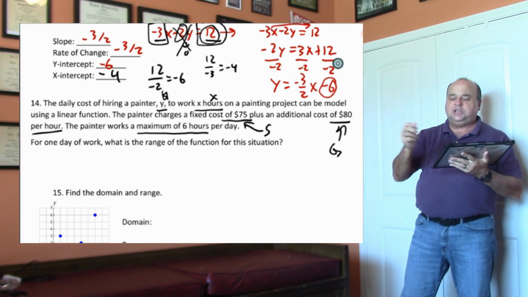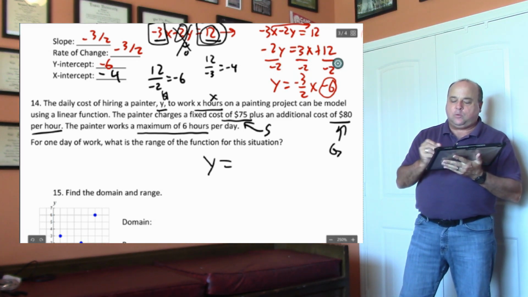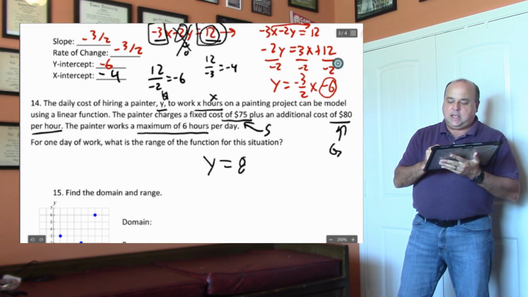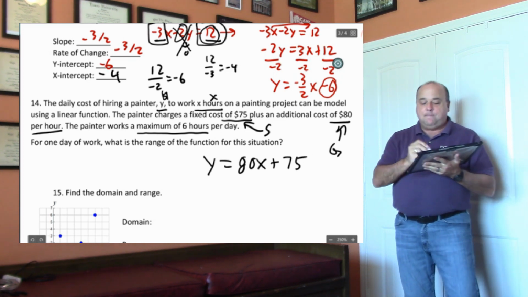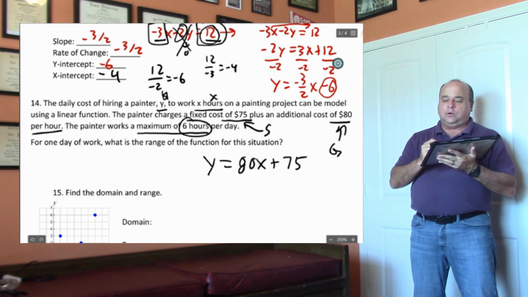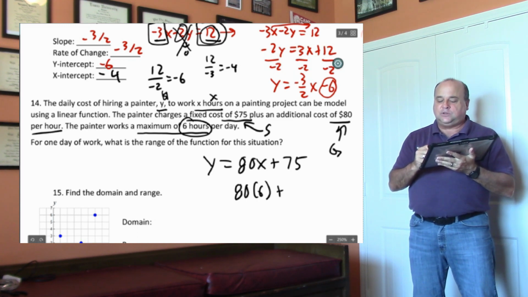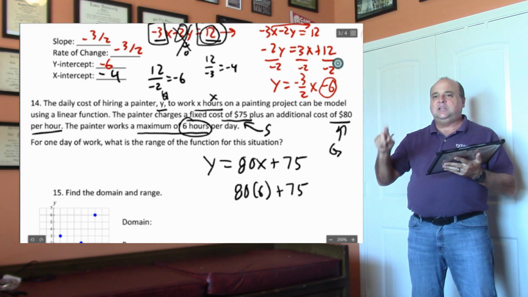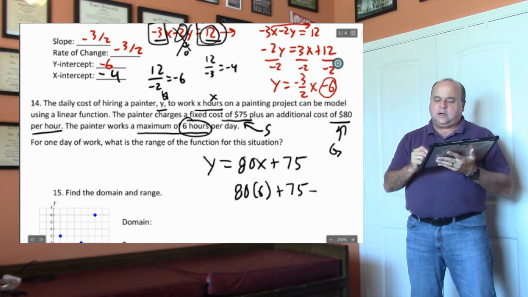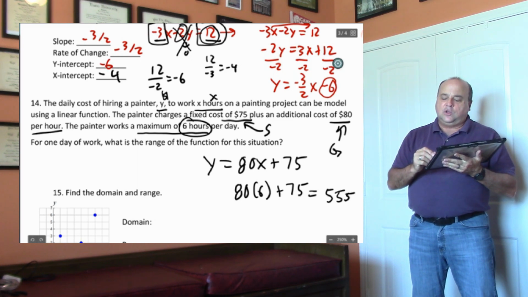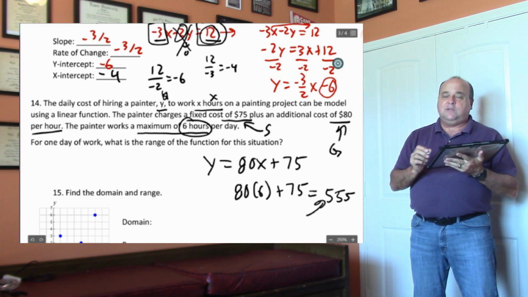Okay, so let's make our y equals mx plus b. So we're going to have y equals, and our growing number is 80, 80x plus 75, right? And the maximum he's going to work is 6 hours. So let's plug in 6 for x. 80 times 6 plus 75, punch that into your calculator. I have one right here, you get 555. So the most he's going to make is 555.